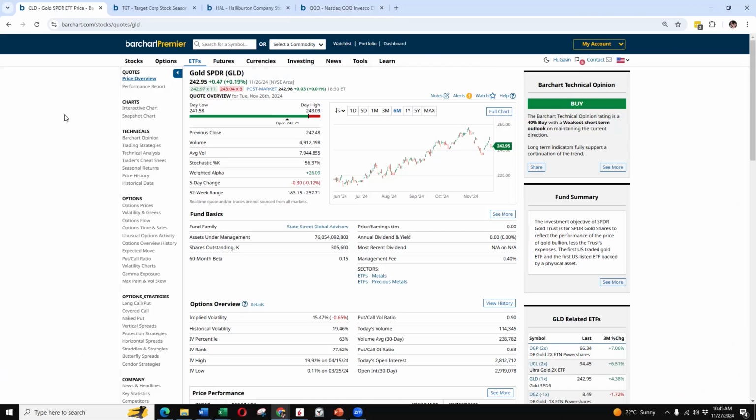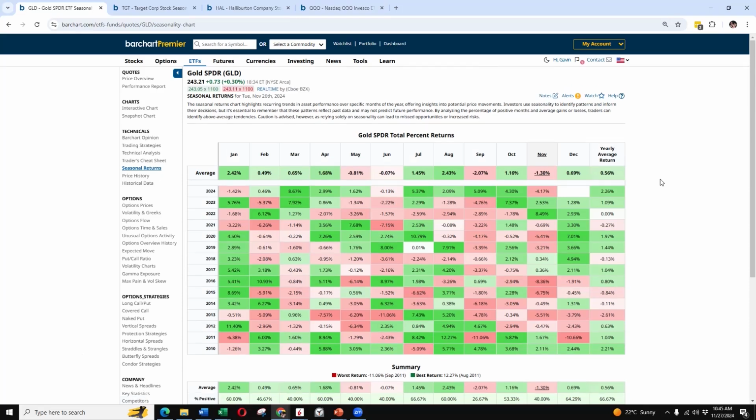So heading over to barchart.com, we're on the gold ETF page here. And if we go down here under technicals, we can head to seasonal returns. So we get a great view of the past 14, 15 years here of all the monthly returns for GLD. And we can see a pretty clear trend that January is one of the strongest months, as we talked about. Maybe that has to do with the Chinese New Year. Maybe it's just a coincidence, but you can see here some pretty significant positive returns in January, also positive returns in August, and September and November being the worst months.